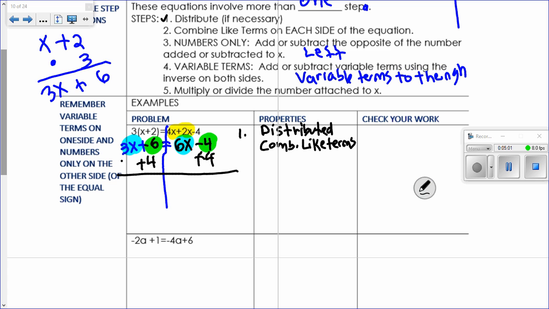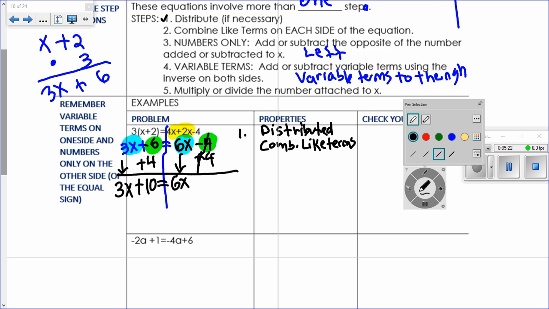Going forward, 3x comes down. 6 plus 4 is 10 equals 6x comes down. This goes away. 4 minus 4 goes away. We don't drop the 0. Okay? Now, look at what's left.